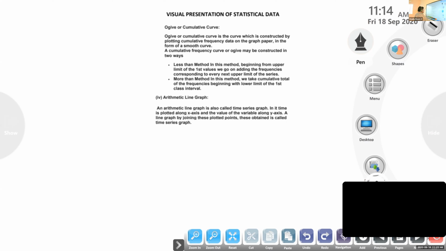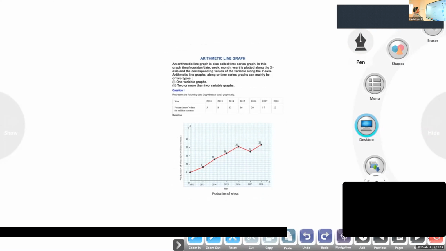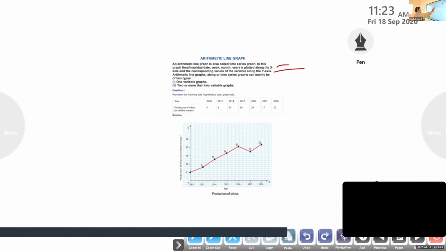So, the arithmetic line graph. We know that it's a graphical presentation of data, basically related with time only. You can see here the x-axis and the corresponding value of the variable along the y-axis. The arithmetic line graph, otherwise called the time series graph, can mainly be of two types.